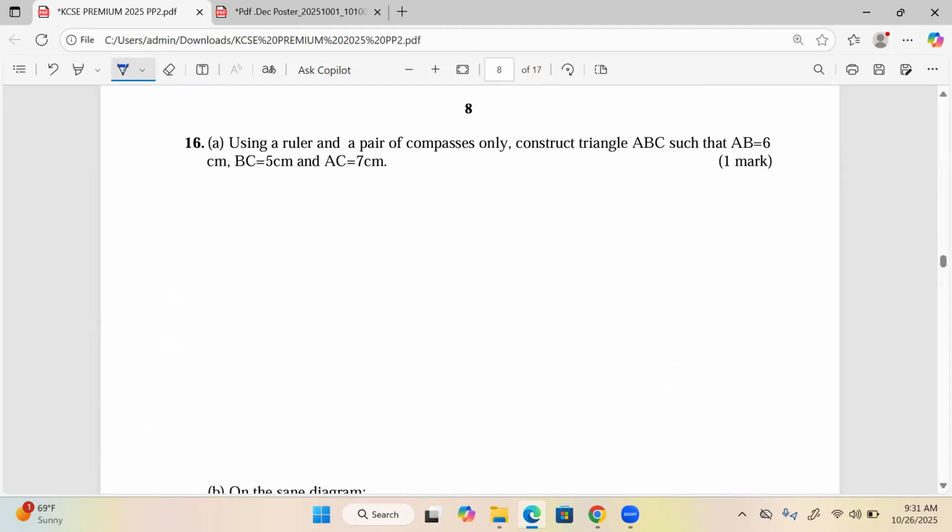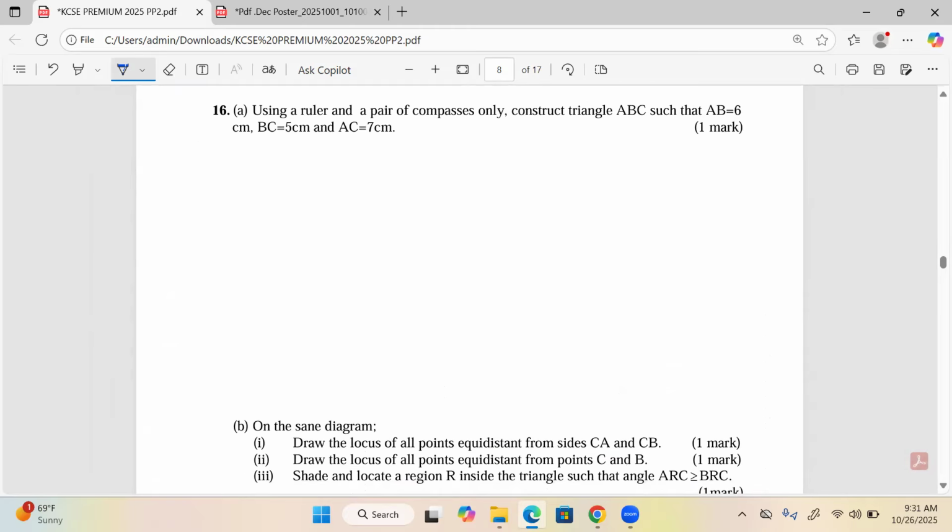Using a ruler and a pair of compasses only, this is on loci, construct triangle ABC such that AB is 6 centimeters, BC is 5 centimeters, and AC is 7 centimeters. So let's start by doing our length AB. We mark point A. Then you stand on the 0 mark. You open your compass. You get 6 centimeters. And after getting 6 centimeters, ladies and gentlemen, you mark on the line here, and you call that point B.